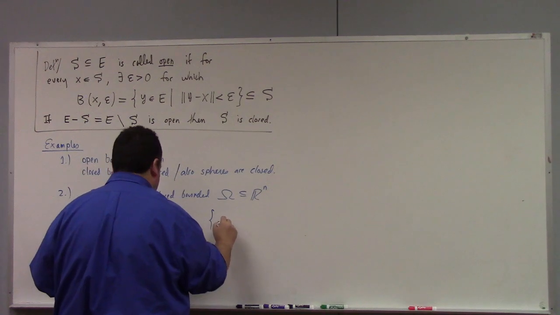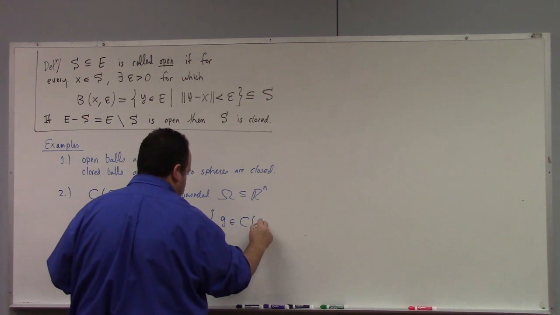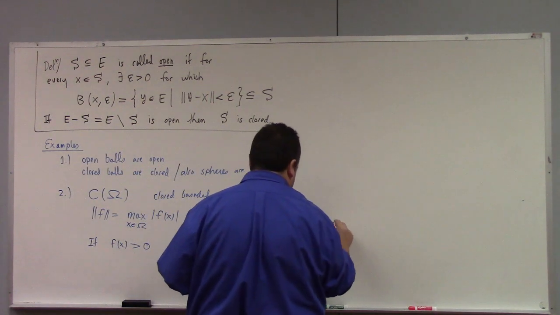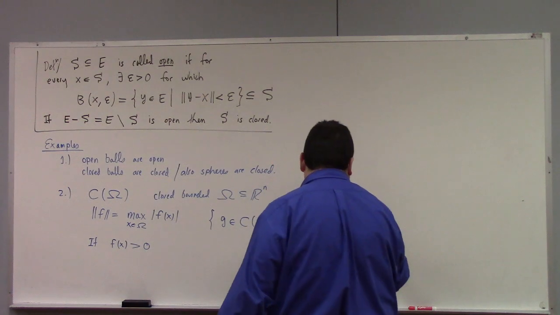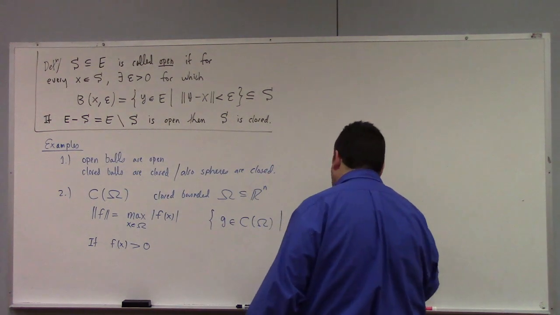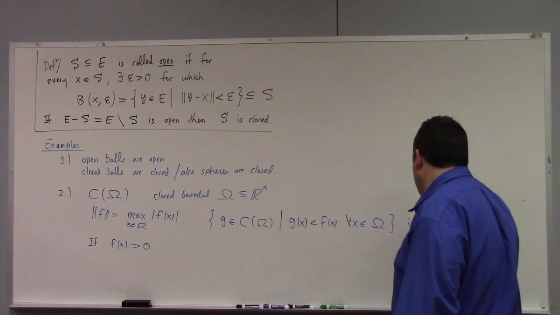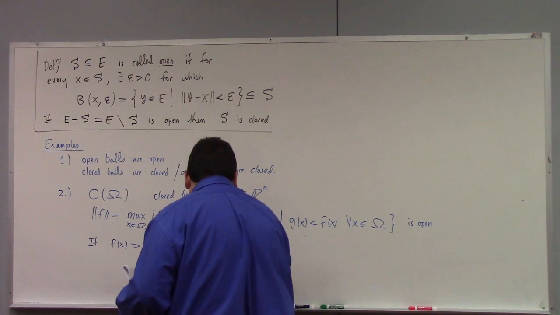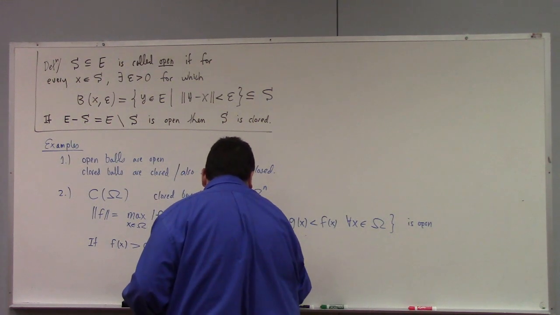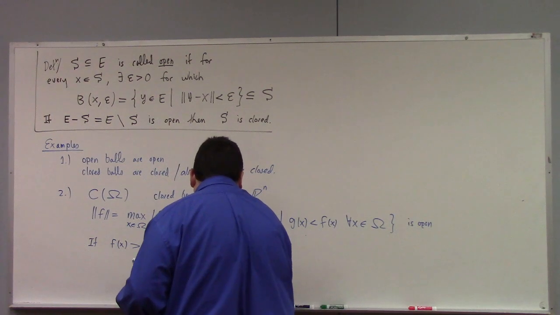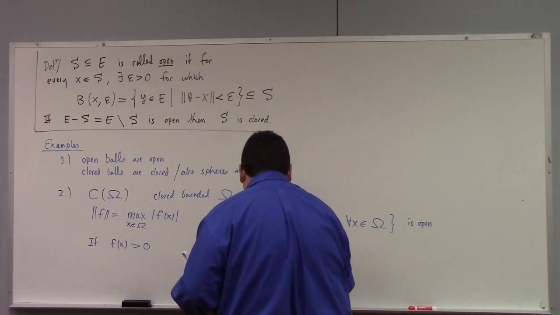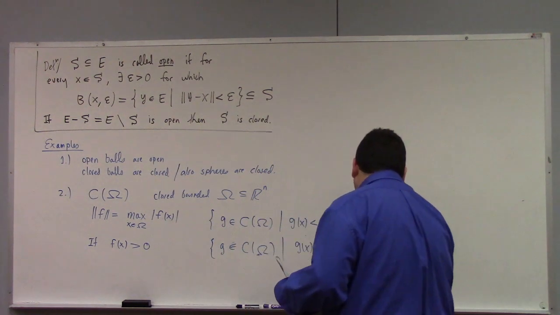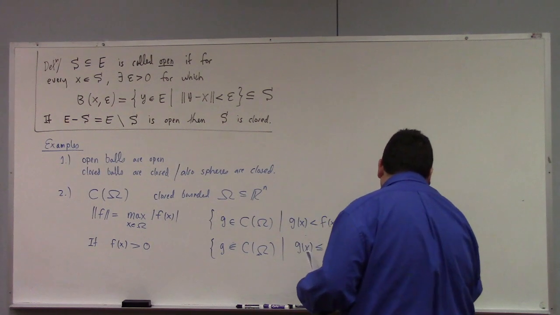Anyway, the point is, if you have a set like this, G in C(Ω) such that G(x) is less than f(x) for all x in Ω, I'll just write two of these, okay? Like that is an open set. Whereas in contrast, if you had G in C(Ω), the set of continuous functions on Ω, such that G(x) is less than or equal to f(x) for all x in Ω, then this is closed.